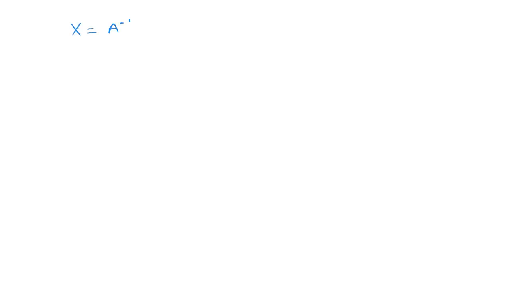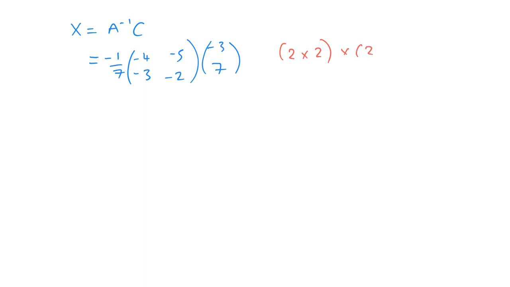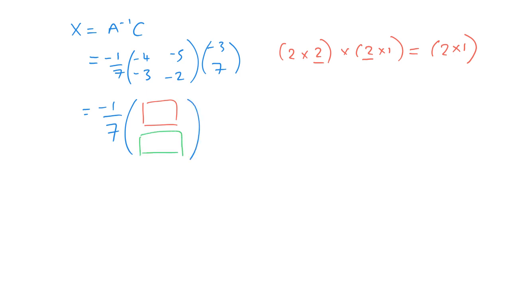So then we'll multiply. This is where it brings in your multiplying a matrix by a matrix. So we have a 2 by 2 matrix, the inverse of A, multiplied by C, which is a 2 by 1 matrix. The 2's are the same, so we can multiply, and our answer is going to be a 2 by 1 matrix. So this is where we have just two numbers in the answer.